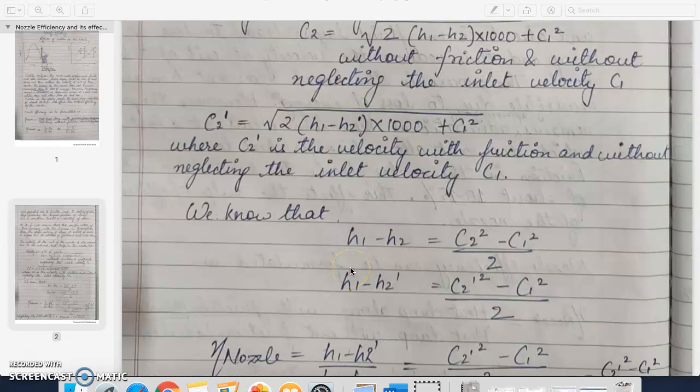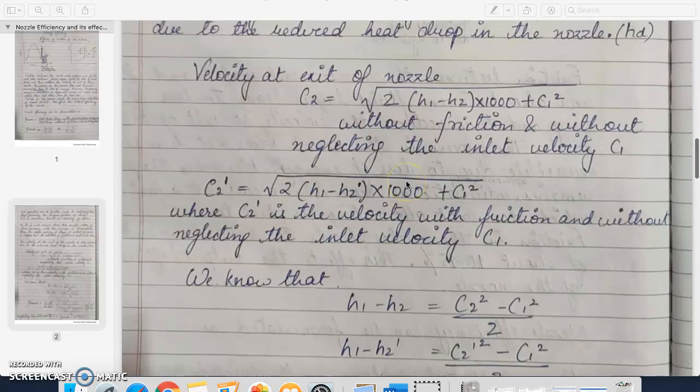The velocity C2 is dependent on the heat drop H1 minus H2 which is taking place inside the nozzle, and because of the friction this heat drop is reduced, and hence the velocity at the exit of the nozzle, that is the actual velocity C2 dash, will also be reduced along with the reduction of the heat drop.